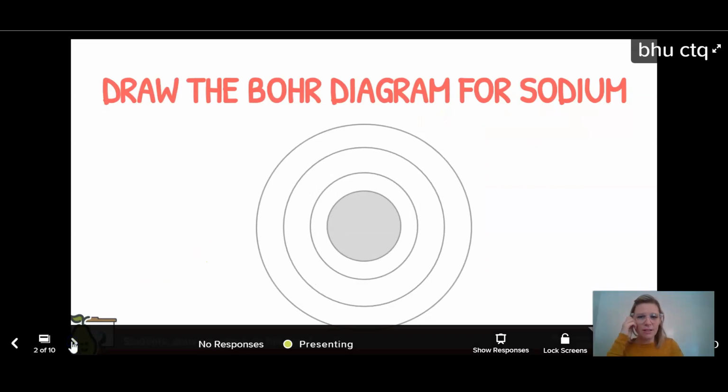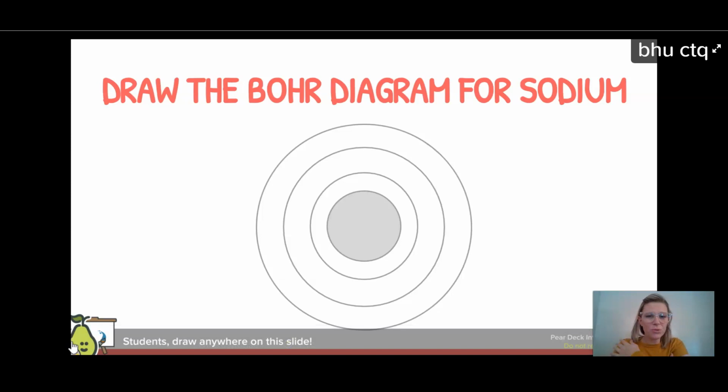So this is our first pause moment. Okay, before I go through and talk about the answer to this, please pause and try this. So on the count of 3, hit that pause button and draw the Bohr diagram for sodium. Okay, 1, 2, 3. Okay, hopefully you paused and now you're unpausing, but I'm going to go ahead and just go over this quickly with you.